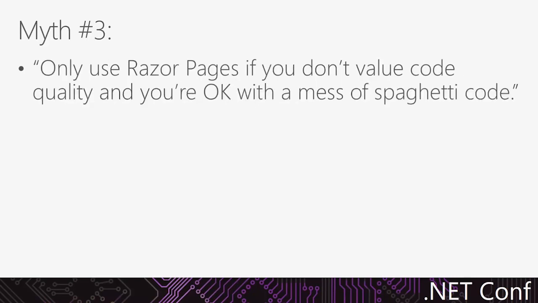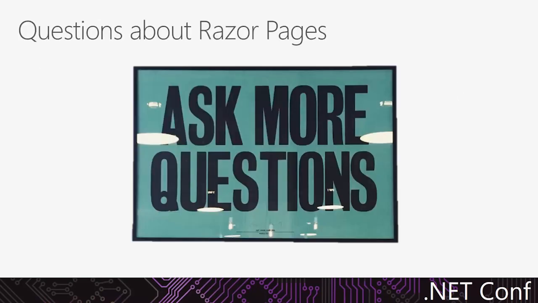And the third myth that I hear is that Razor Pages is a path to rotten spaghetti code that has no proper separation of concerns or abstraction layers. Now, that's not to say that you can't write lousy spaghetti code-ridden Razor Pages. You most certainly can. But you could do that with MVC views too. Just because you can doesn't mean that you must or that you should, as we'll soon see.